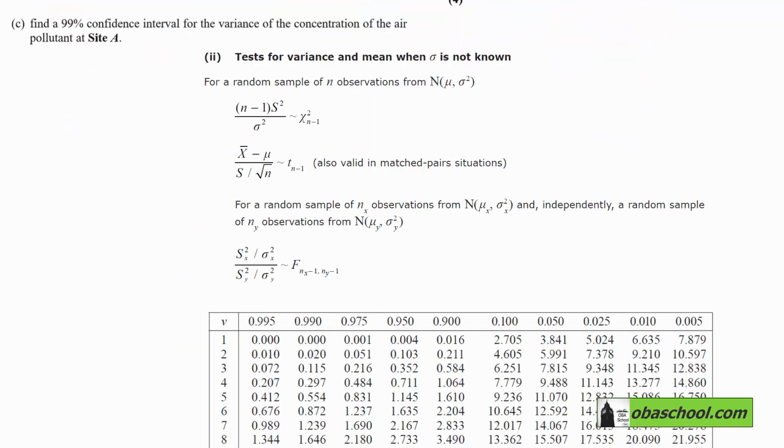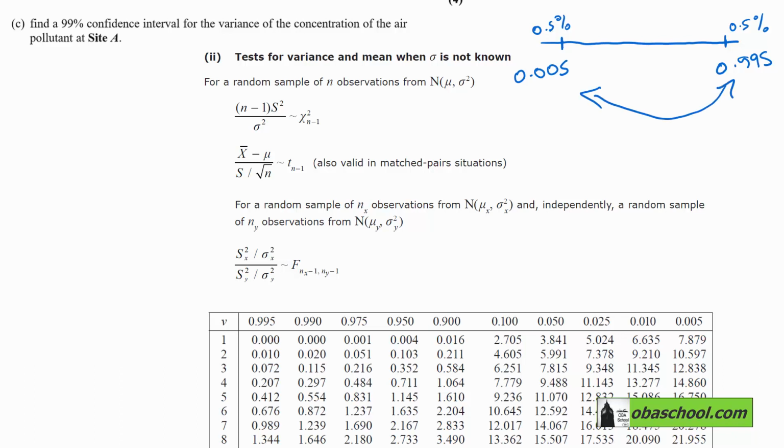Find a 99% confidence interval for the variance of the concentration of the air pollutant at site A. So 99% confidence interval is going to mean 1% split between these two. So we've got 0.5% at either end, which is 0.005 at this end and 0.995 at the other end. So I think those actually end up being the other way around, but it comes out in the wash anyway.